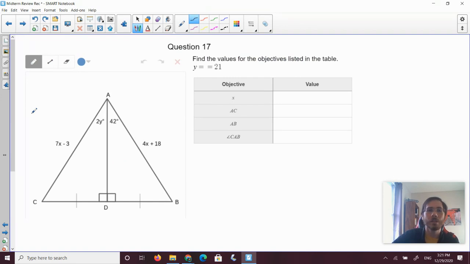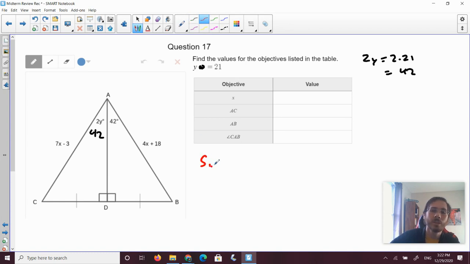For 17, we're told that y is 21, so we have to find the values listed in the table. So if y is 21, well, we kind of know that 2y is 42. So we know this is 42, and this actually creates a unique situation. And this is one of our theorems that we had. I think that's theorem 4.2 if I remember correctly. But one of our theorems states, if we have a perpendicular bisector, then our triangle is isosceles. So it turns out, because these two angles are the same, because we have 90-degree angles, and because our two sides are the same, we do end up with an isosceles triangle.